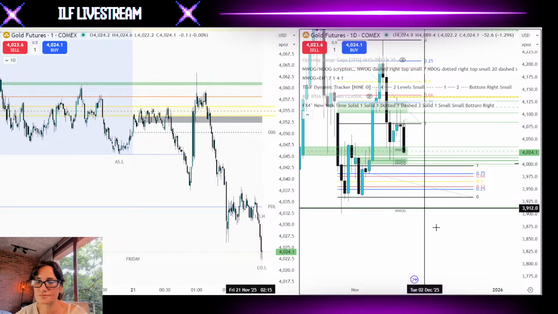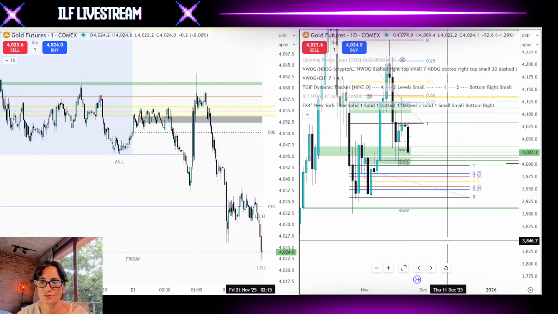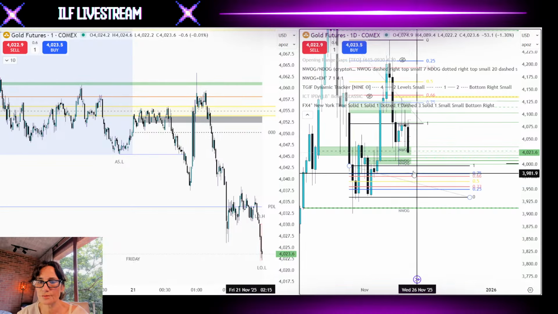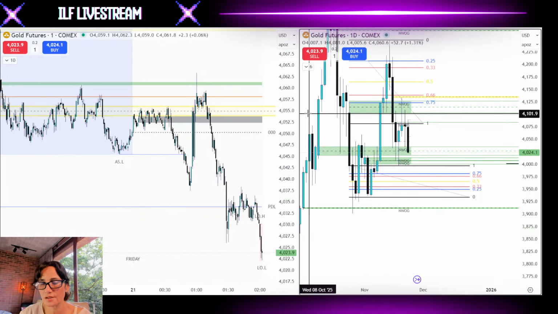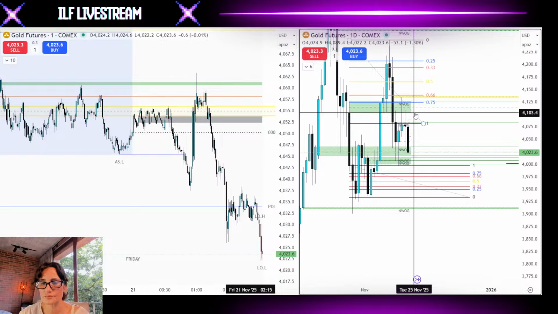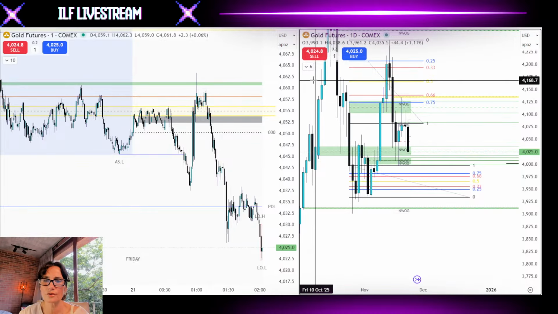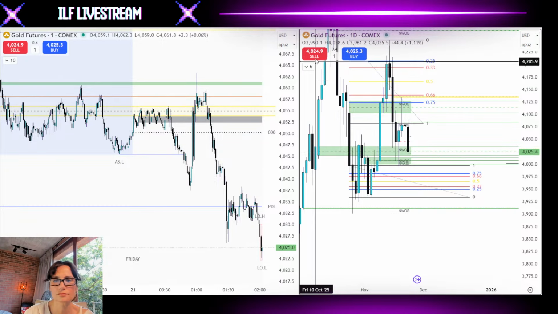Let's see, what time is it? 2 past 2. We're going all the way. We're going to go all the way into this wick at some point. So, who's into gold?